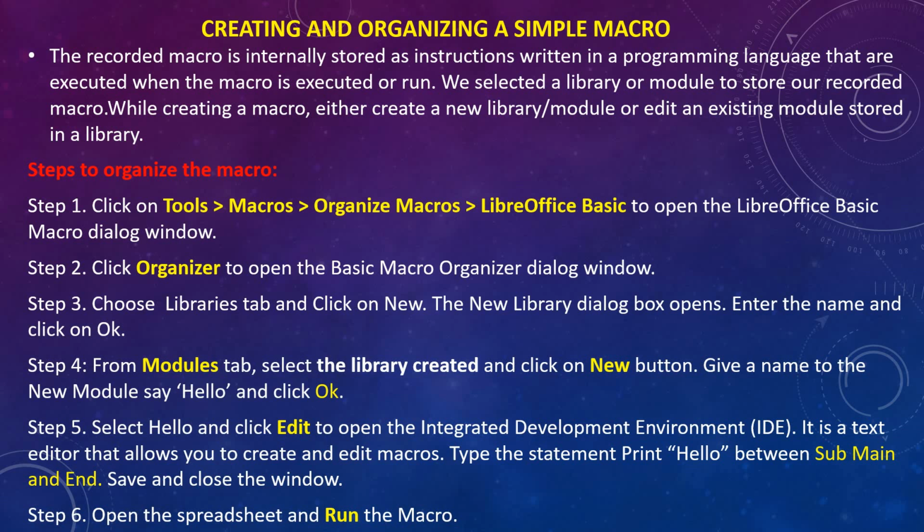One window will open, and in that window, we have to click on Organizer. And then we can choose a new library by clicking on New, and then we can choose a new module by clicking on New and give the name to the module. Then select that particular module and click on Edit. We will open an integrated development environment in that case. The editor will open where we are going to type the statement which we want to run, then save it and then run the macro in the spreadsheet.